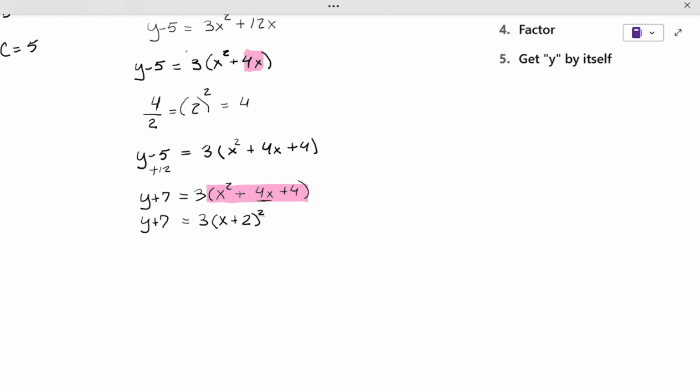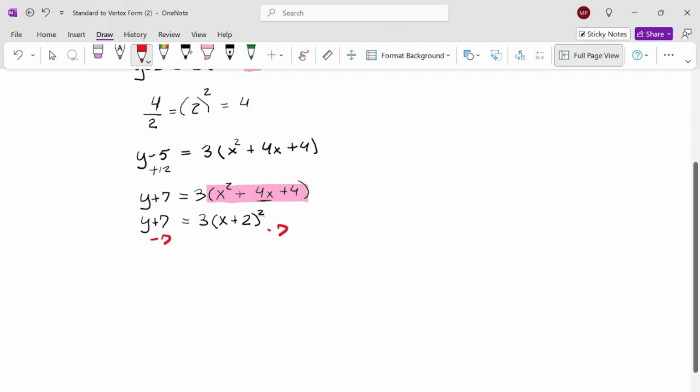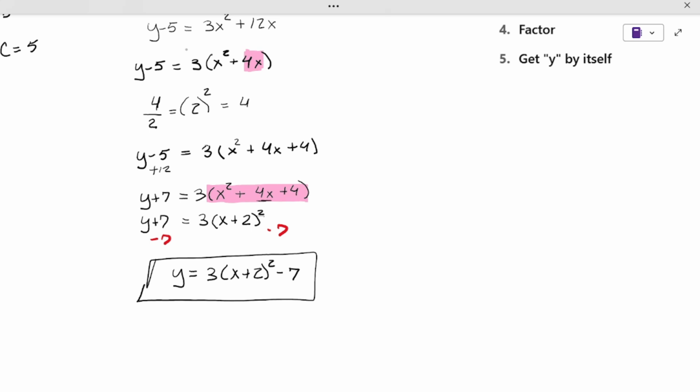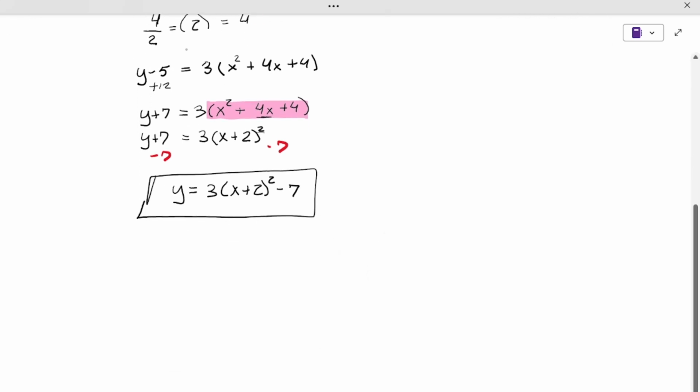All right, so we're down to our last step, and that's to get y by itself, and we do that by subtracting 7 on both sides, and we end up with y equals 3 times x plus 2 squared minus 7. And that is our vertex form. And the vertex is going to be this 2, but remember, since it's positive, we want to switch the sign, so it's going to be -2 and -7. Wow. All right.